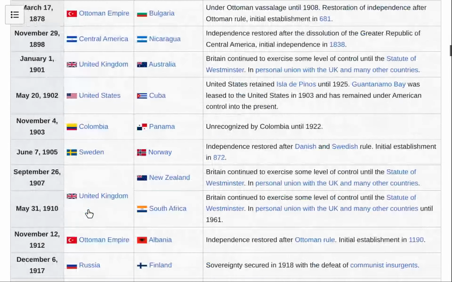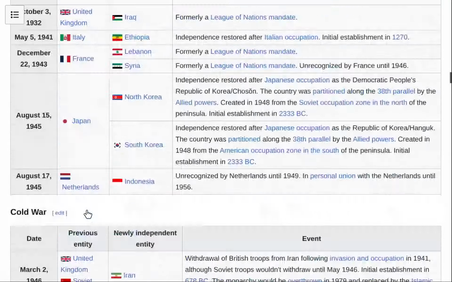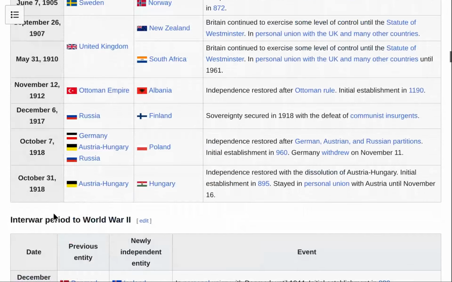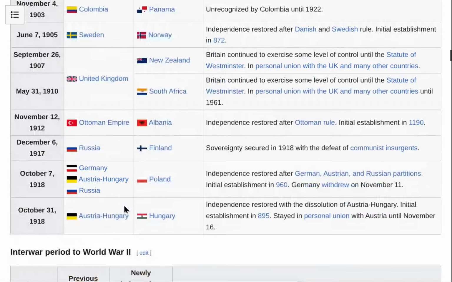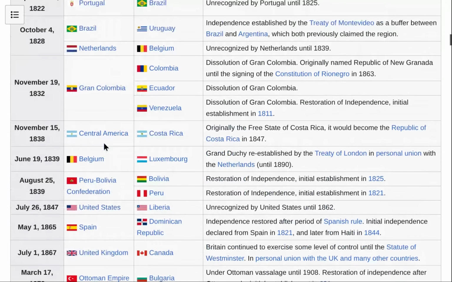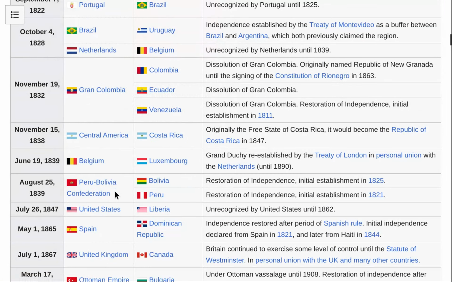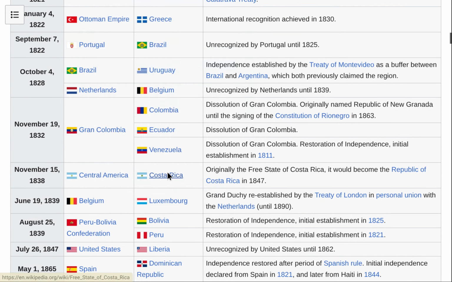How many more of these are there? Oh my god, there was so much. I'm not going to go through all of these today. I'm probably just going to go to the interwar period to World War II. So yeah, where were we? Oh yeah, here. Central America. Central America, we all know what Central America is, and Costa Rica is in it.